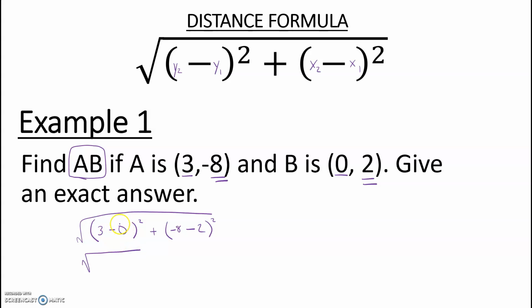So here, 3 minus nothing is 3. Squared is 9, right? 3 times 3 is 9. Negative 8 minus 2 more makes negative 10. Squared gets us 100. Now we're going to go ahead and add: square root of 109. It does say it wants an exact answer. Exact means they do not want you to round. So when you type square root of 109 in the calculator, you're going to get 10 point something. Let's see. 10.440306, right? So we don't want to do that. We're going to leave it as an exact answer, the square root of 109.